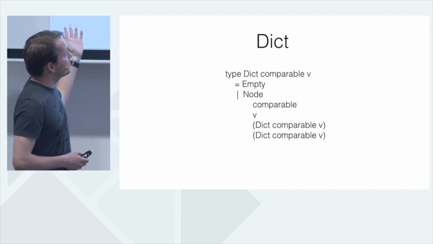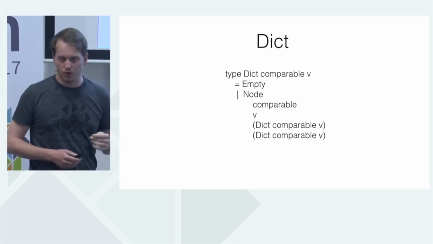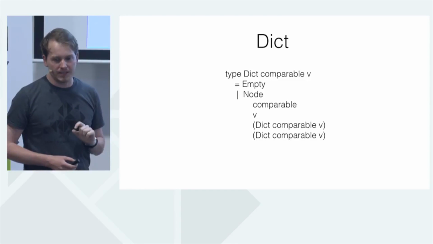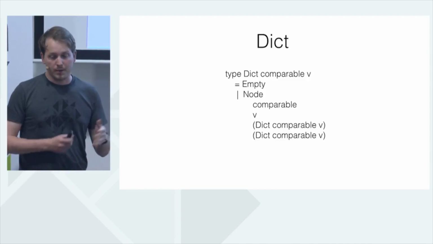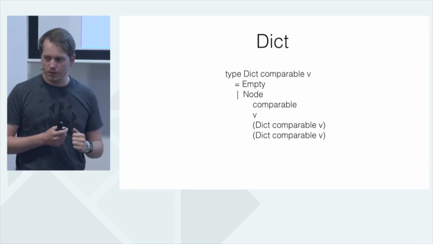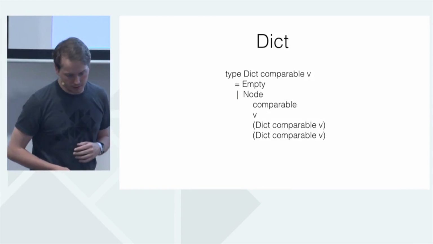So you would have a type Dict with a comparable key. Why you need a comparable key, I'll go through in a moment, and some value. And every node in this dictionary can either be empty, or it can be an actual node with a key, value, and 2 references to other nodes. For simplicity, I'm going to call these the left and the right nodes.